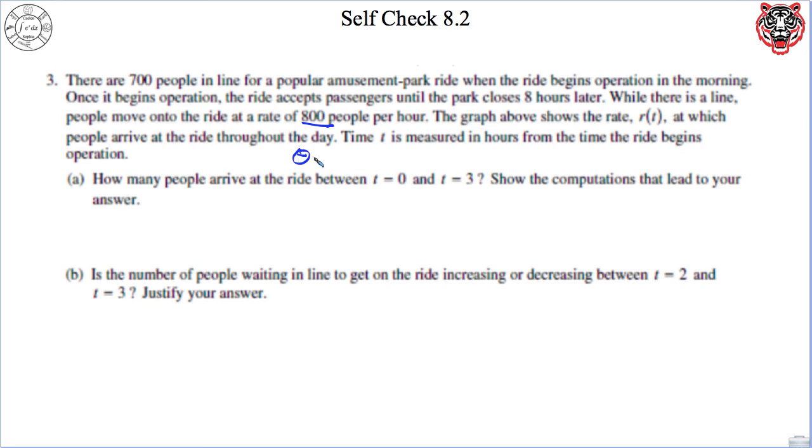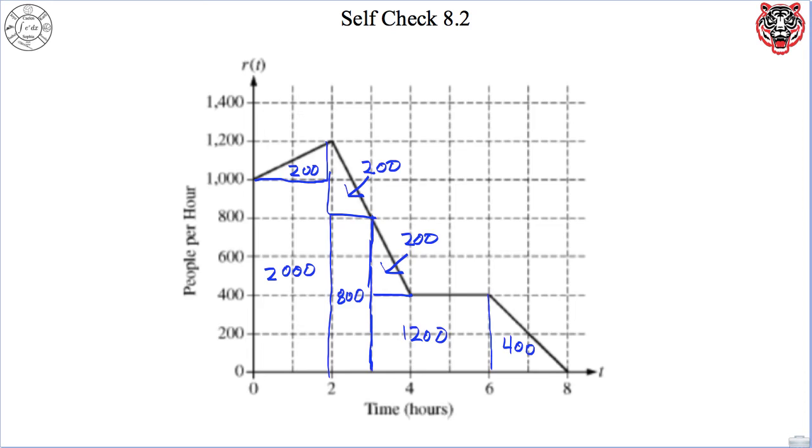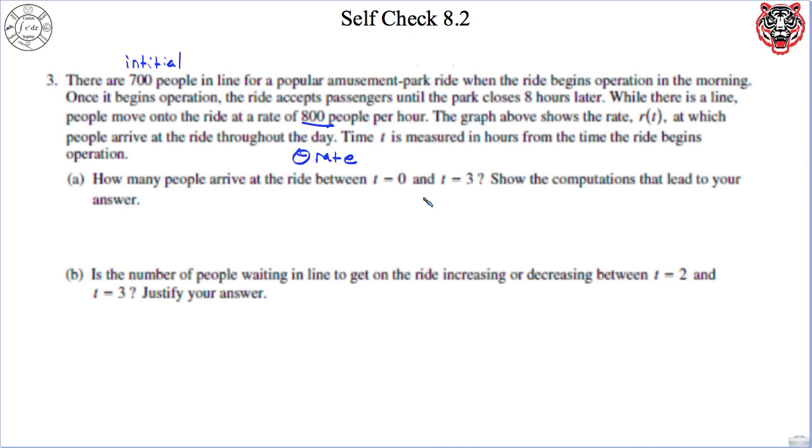Because we do need this 800. That's a negative rate. This is our initial condition. I knew I should have included that in my C. And our positive rate is judged by this graph here. So it's only asking for that positive rate. So we need the integral between 0 and 3 of our positive rate, which is R(t). So R(t) is our positive rate.